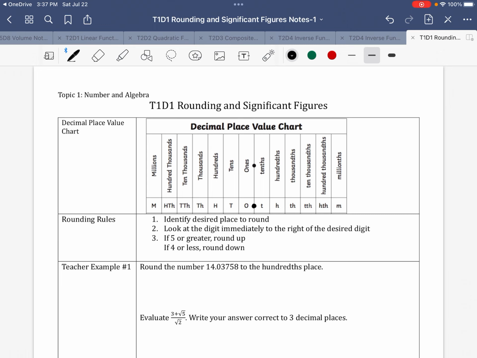When we're looking to round a number, we first have to identify which place value we want to round to. So figure out what digit that is, and then look at the digit that's immediately right of the desired digit. If that number is 5 or greater, you're going to round up. 4 or less, you're going to round down.